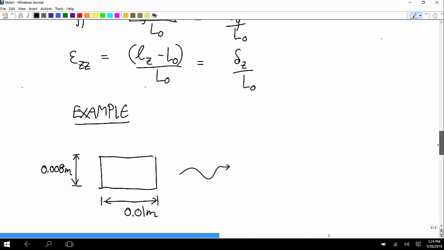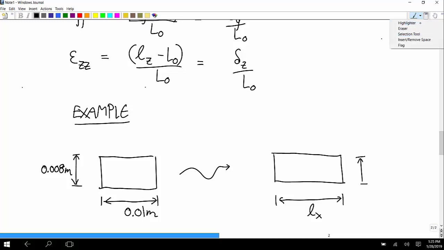And then it ends up, oh, I didn't give the, whoops. Let's see. So now let's say that this becomes 0.011 meters, and this becomes 0.007 meters.